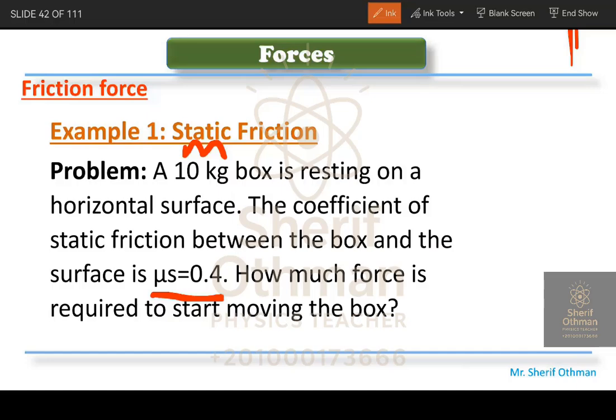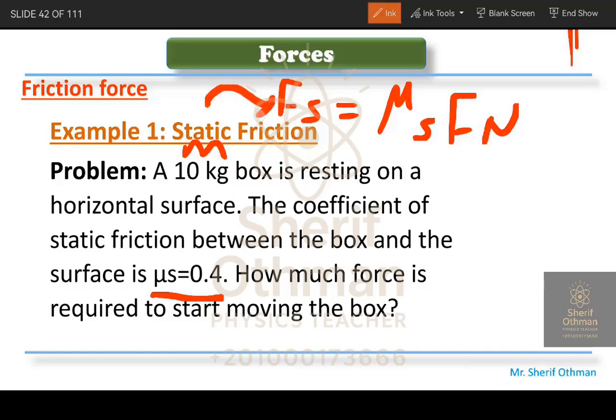Let's say that if we find the static friction, which is equal to mu s Fn, this amount of force is able to stop the object and make it stationary. Any amount of force which is greater than static friction will overcome the static friction and make the object start to move. So let's find the static friction force.